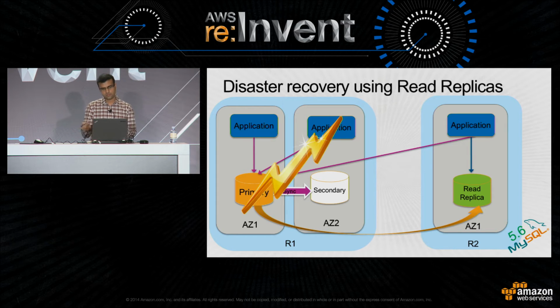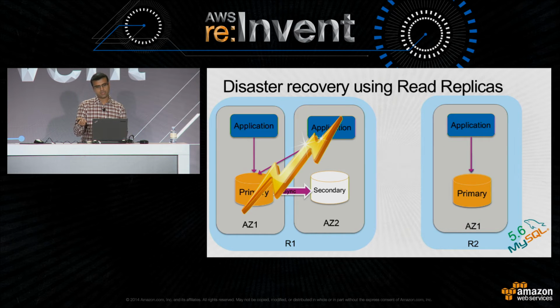Of course, if a disaster strikes and the whole region gets affected, which is extremely rare and hasn't happened in the past several years, you can promote your standby instance to a primary for business continuity purposes. Of course, the assumption here is you have a multi-region application as well, so that you can get started in a different region if something were to happen to a given region.